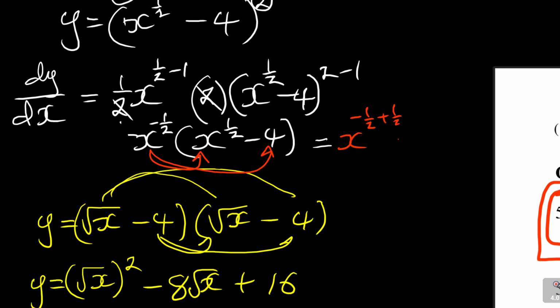And then after that, it's minus 4 times x to the power negative half. So what is this? The powers give 0, so that becomes x to the power 0, which is 1. This is 1. Minus, let's convert this back. It's 4 over what?